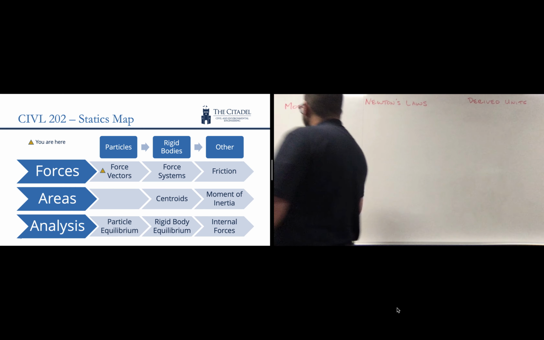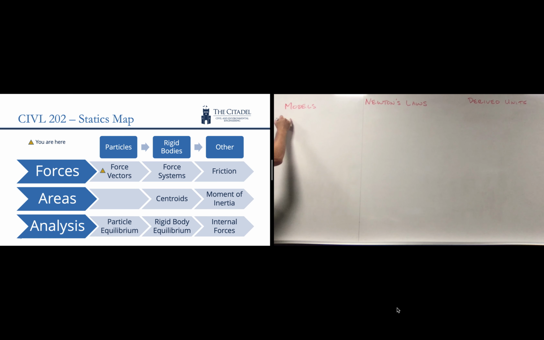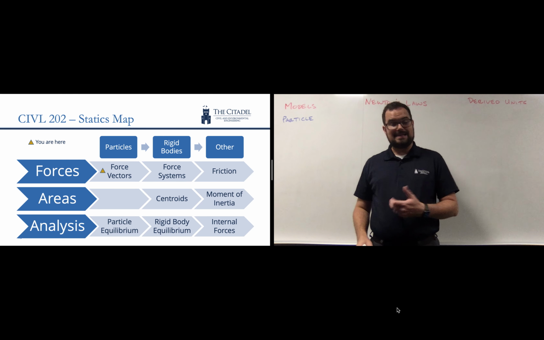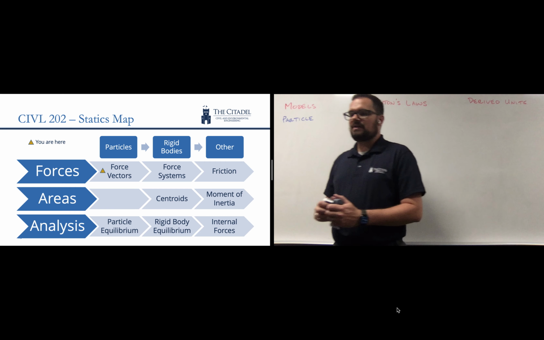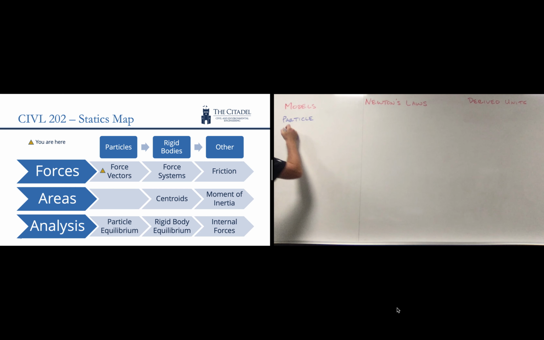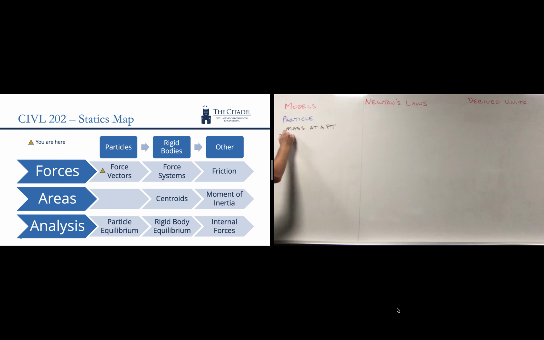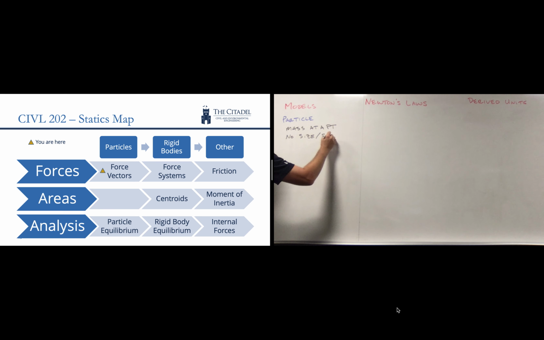So the first type of model we might have is a particle. You can see on our little roadmap that we can talk about a particle. And when we model something as a particle, we're modeling a body, so a thing, where we are considering its mass at a point. I'm abbreviating point PT right there. So we're looking at a mass at its point, and we're neglecting its size and shape.